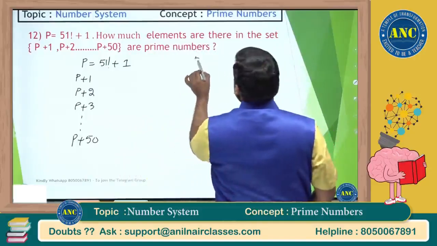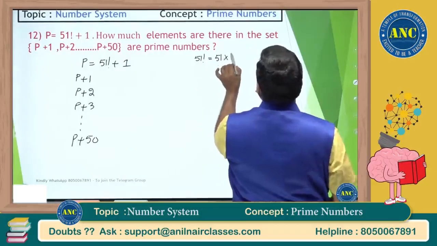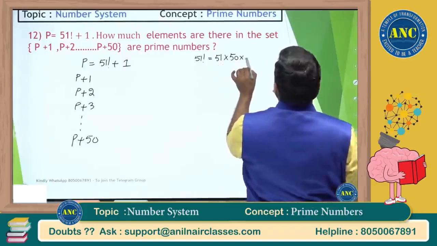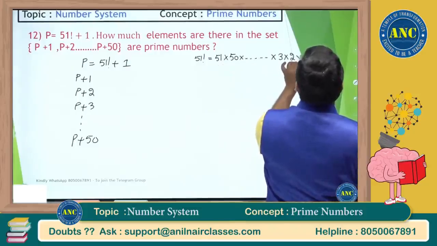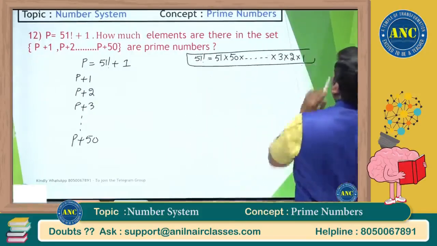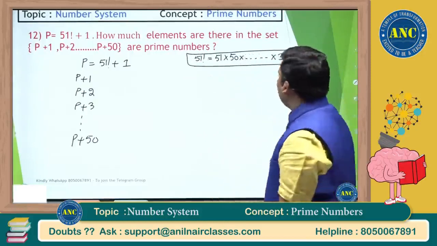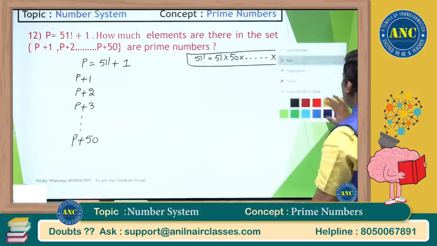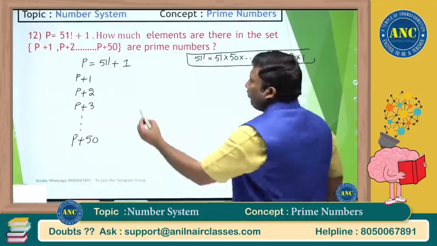First thing we have to notice is 51 factorial. What is the definition of a factorial? From the number that is given, write down the product of all natural numbers from n to 1. 51 factorial is 51 into 50 into 49 and so on up to 3 into 2 into 1. Very, very important. See here.